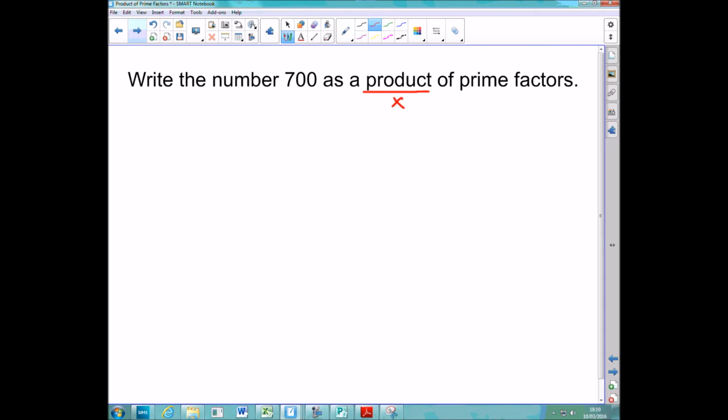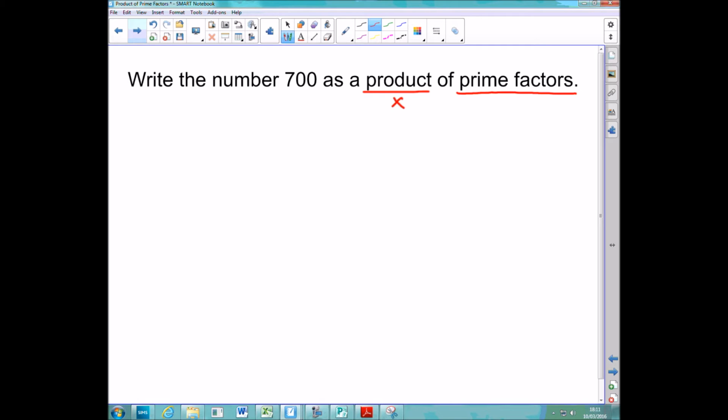Now, that means that I'm going to be writing this number 700 as a whole list of numbers that when timed together give me 700. These numbers are special kinds of numbers, as you can tell from this next little section. Here, prime factors, they are the prime numbers.